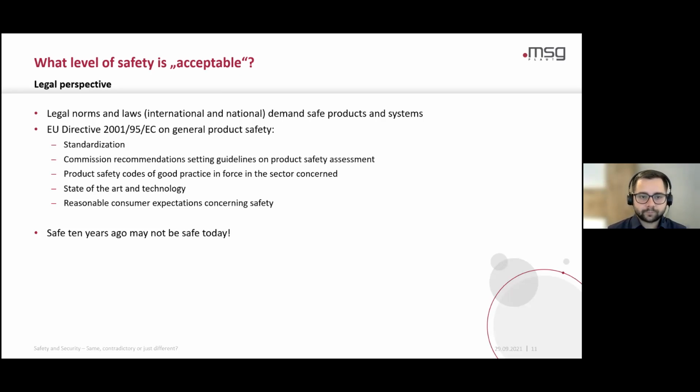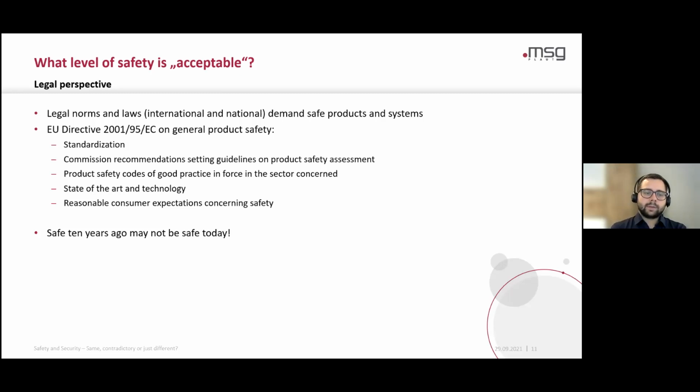For example, there are a lot of commission recommendations, especially now in the European Union, a lot of recommendations and guidelines on product safety assessments. So this is also from a legal body, at least a guideline, and it defines what needs to be considered for safe systems, and also answers the question on the acceptable level of safety.